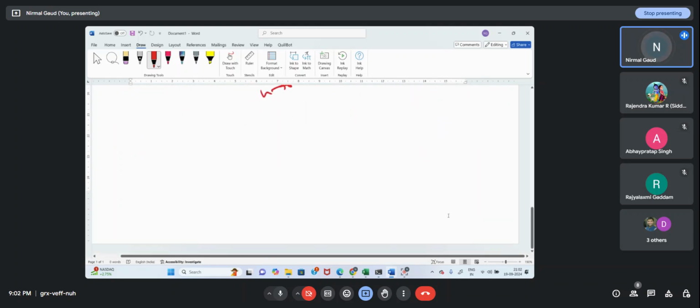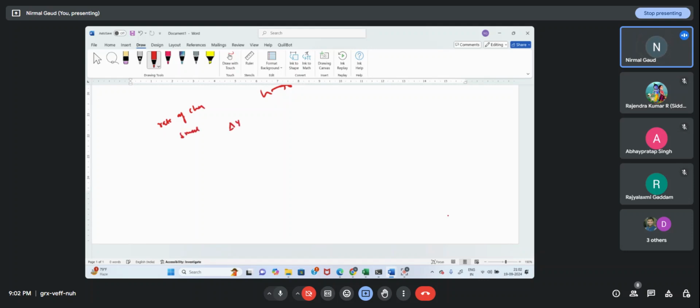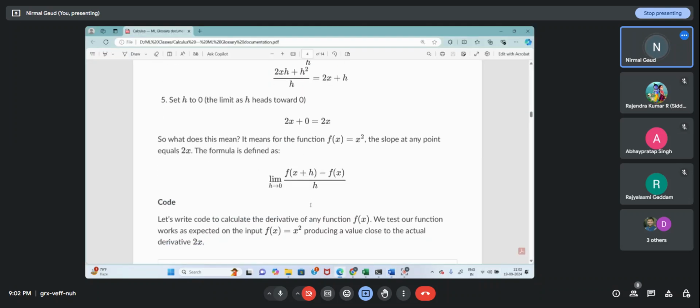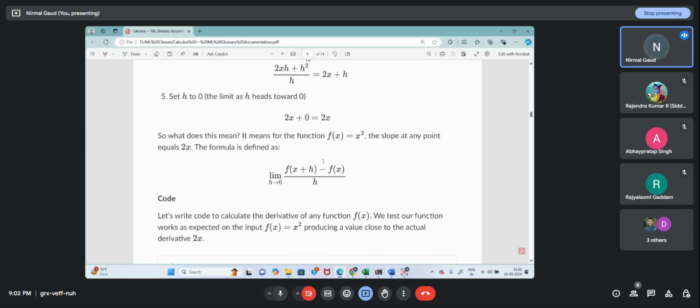Ultimately, what you studied in differentiation is the rate of change. You have y, you have x. Just apply the concept on these. This is the formula of limit, and we got 2x. Differentiation of x square is 2x using limits.